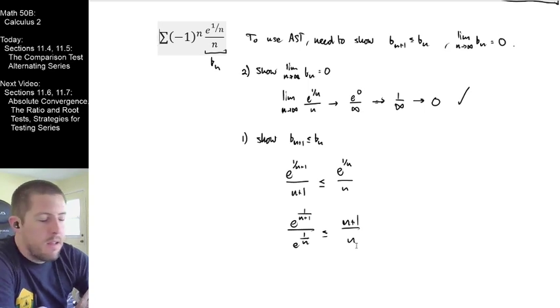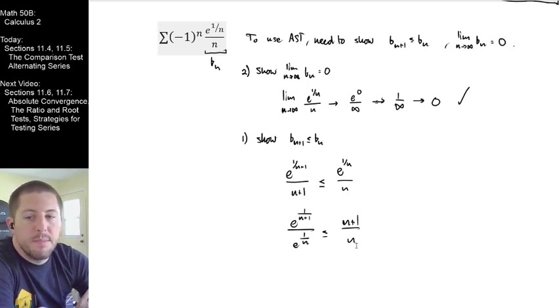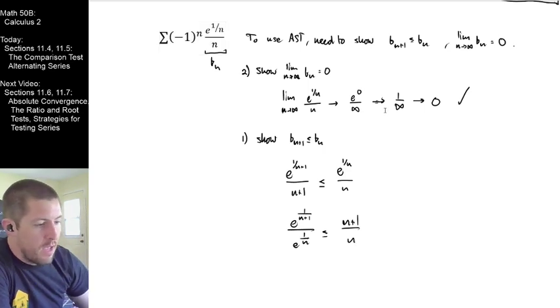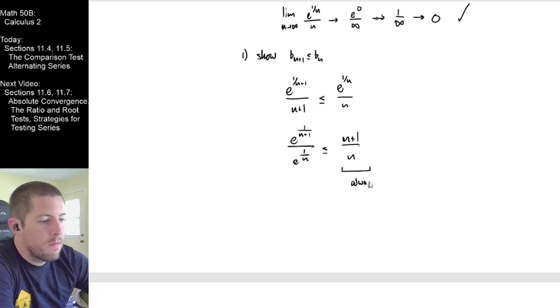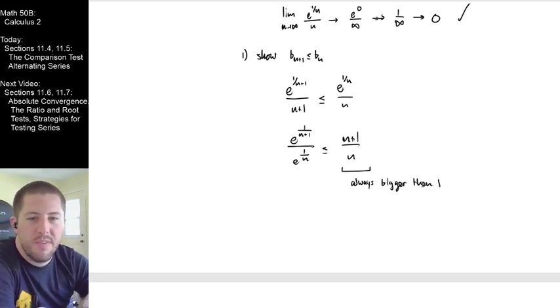Does this help me at all? Well, the reason why this is good is because, like I said, it's easier for me to make those direct comparisons now. For example, this expression over here, n plus 1 over n, it's very easy for me to see that this is always bigger than 1, because we've got a larger numerator than we've got denominator, right? That fraction is always going to be bigger than 1 for all n.